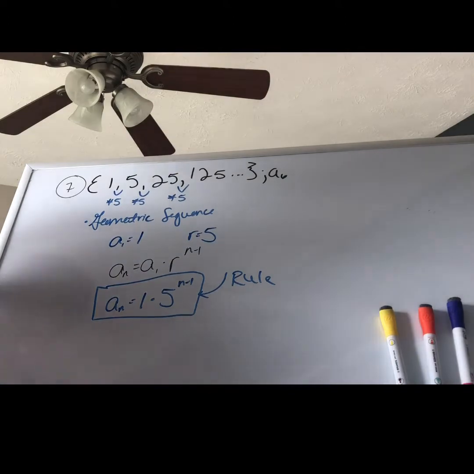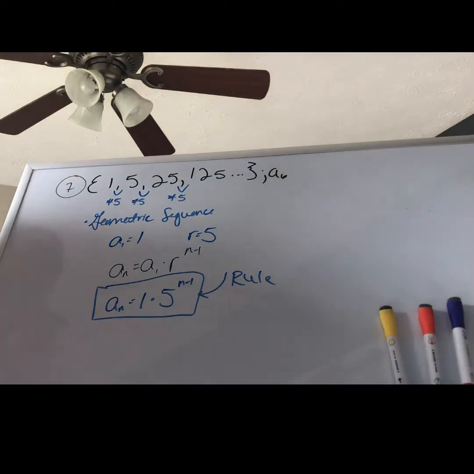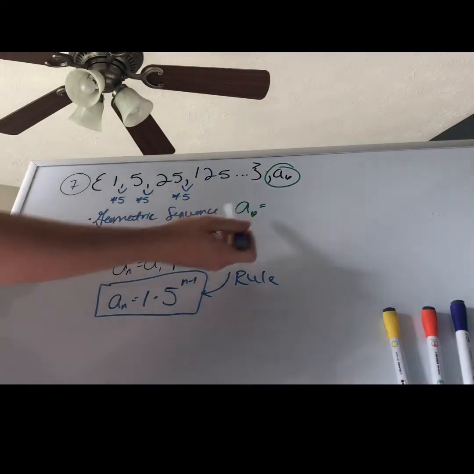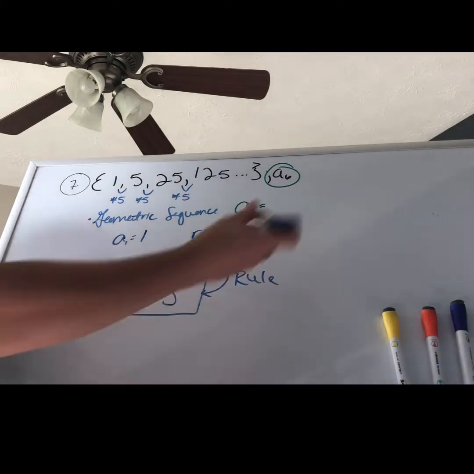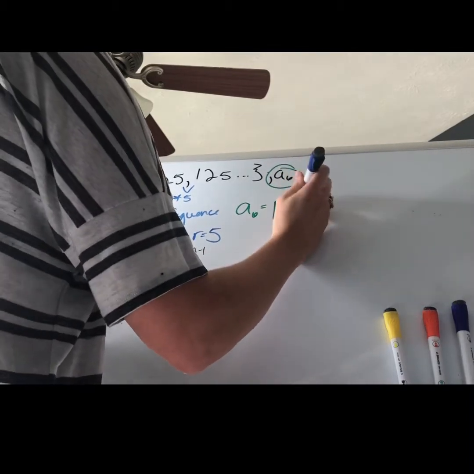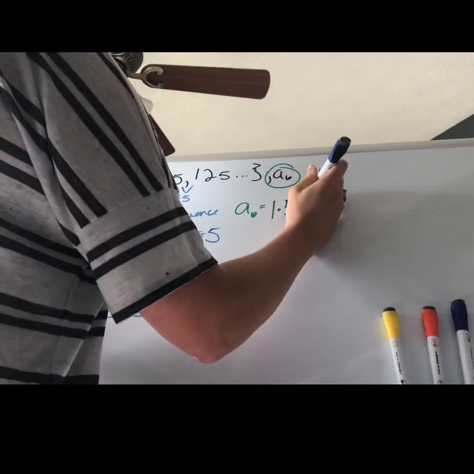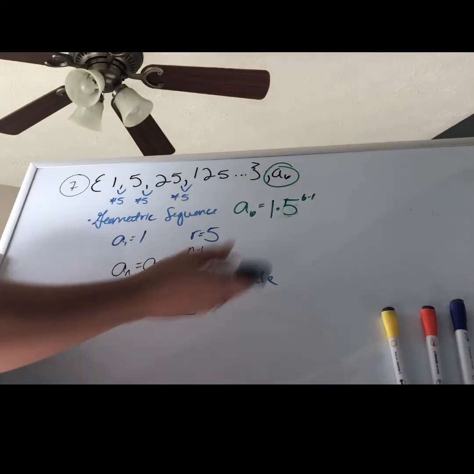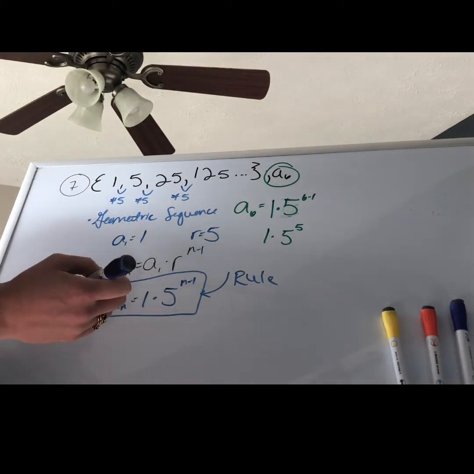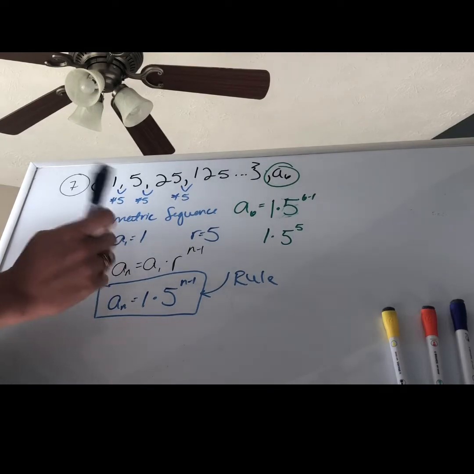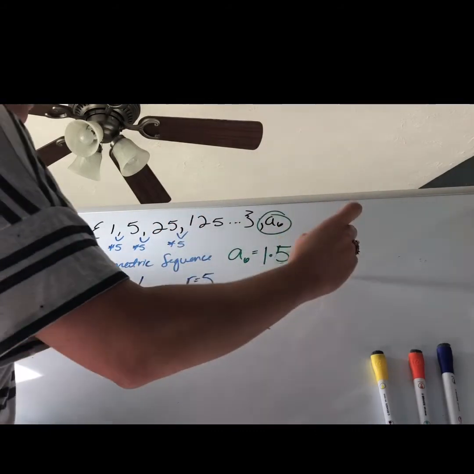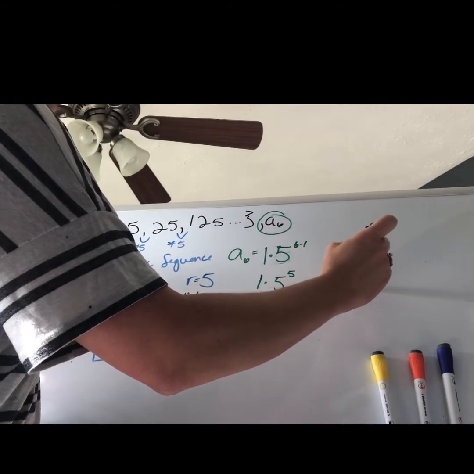So now it's asking for me to find A_6. How do I find A_6? I plug 6 in for n. So A_6 equals 1 times 5 to the 6 minus 1 power. This is the same as 1 times 5 to the 5th power. And it'd be nice if I knew what that was. Hold on. 125, 625, 3125, maybe.